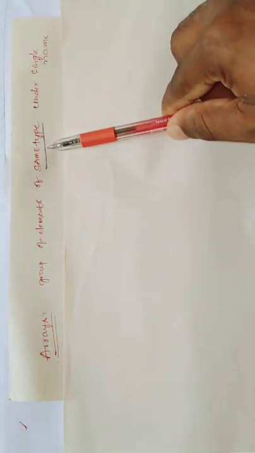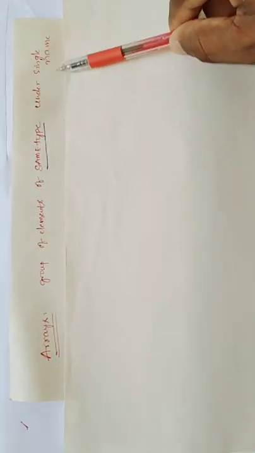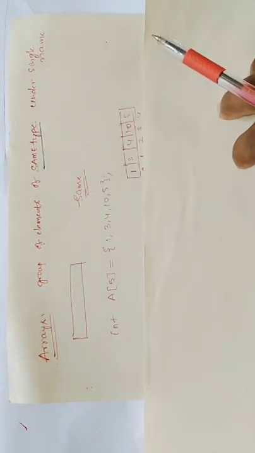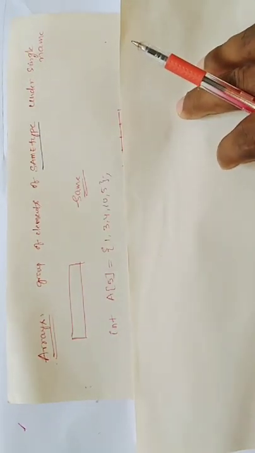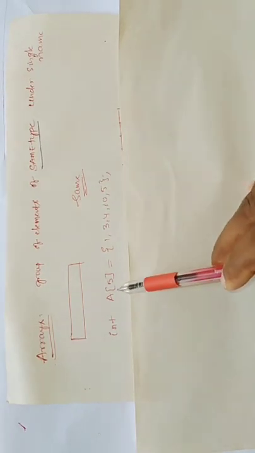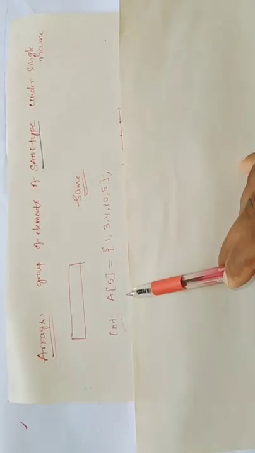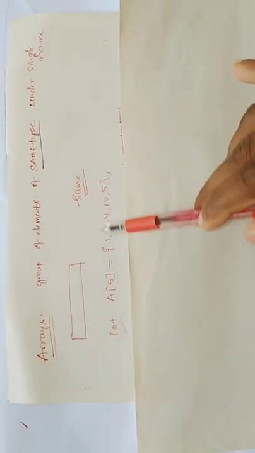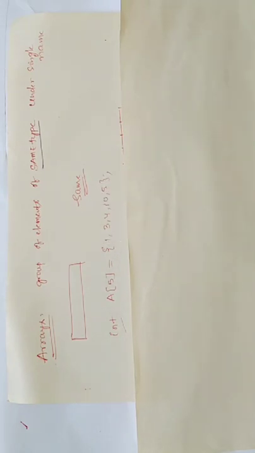Arrays. Arrays are nothing but a group of elements, all of the same type, stored under a single name. But the problem is, if you take like this, then what will happen? It will store like this. So how to declare an array? Array declaration is: data type, variable name, number of elements to be stored, and this is how we have to initialize the values.